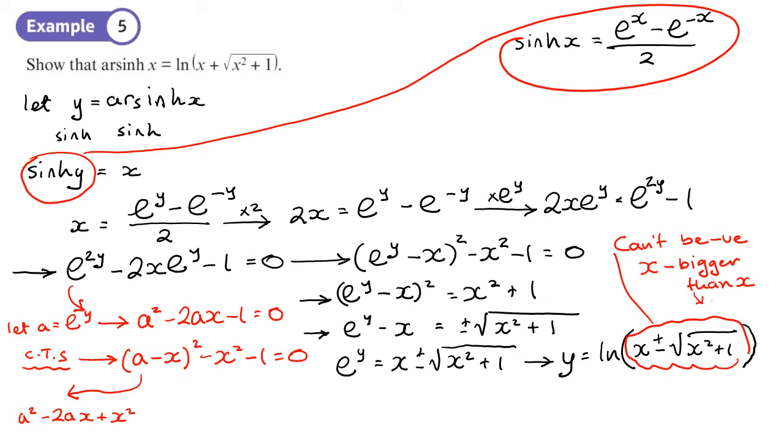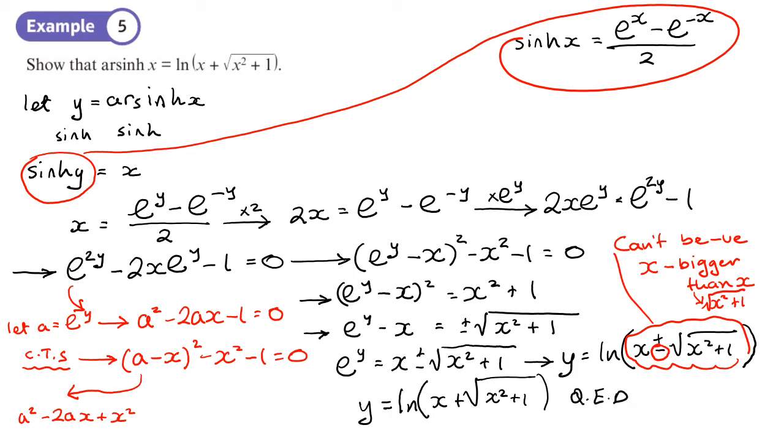Now, x squared plus 1 square rooted is always going to be bigger than x, because you're not just squaring x and square rooting it again, you're adding 1, then square rooting it. So the square root of x squared plus 1 is always going to be bigger than x, so you can't do the negative. If you did an x minus that, you'll end up with a negative number. So we only have the positive square root. So I'll have the log of x plus the square root of x squared plus 1 as required.